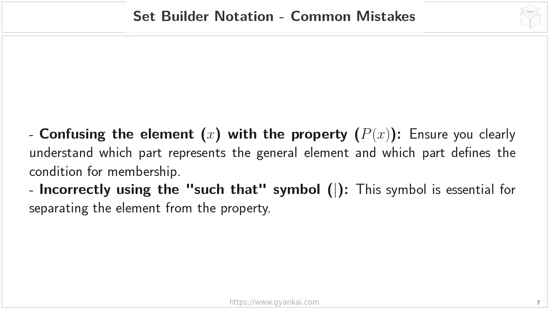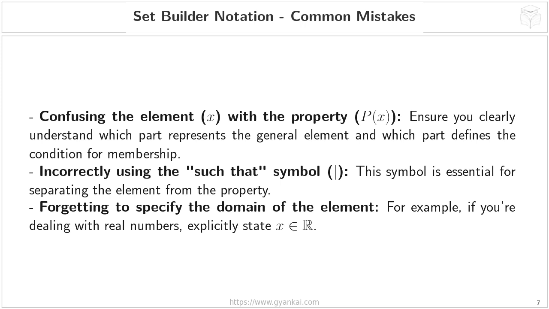We've been using a vertical bar. It looks a bit like a pipe, and reading it as such that or where. This symbol is absolutely vital. It's the bridge that connects the element x to the property p of x. Without it, the notation simply doesn't make sense. It's telling us we're considering elements x given that they satisfy this condition. So always make sure that vertical bar is there, clearly separating the element from its defining property.